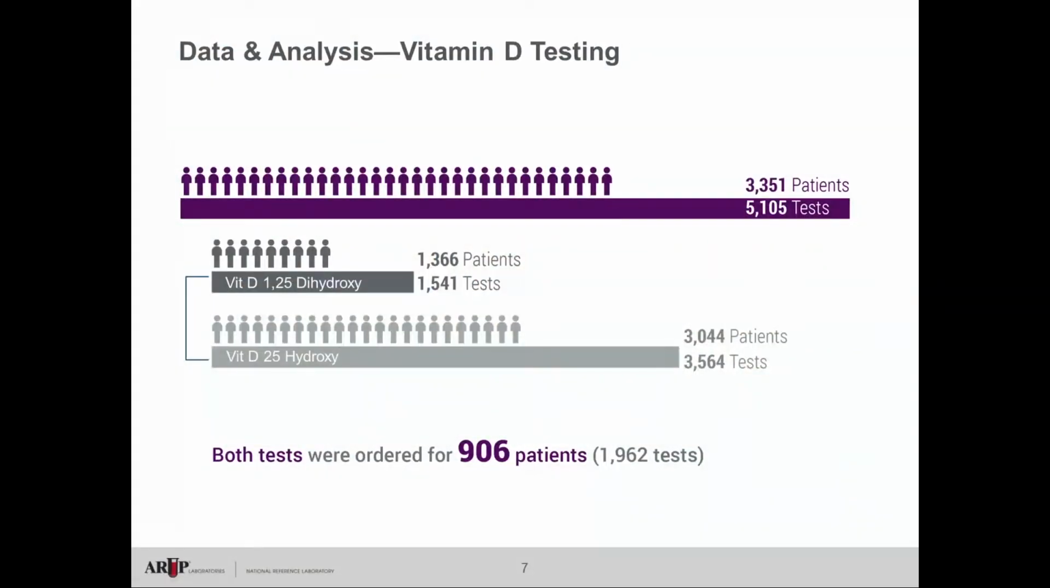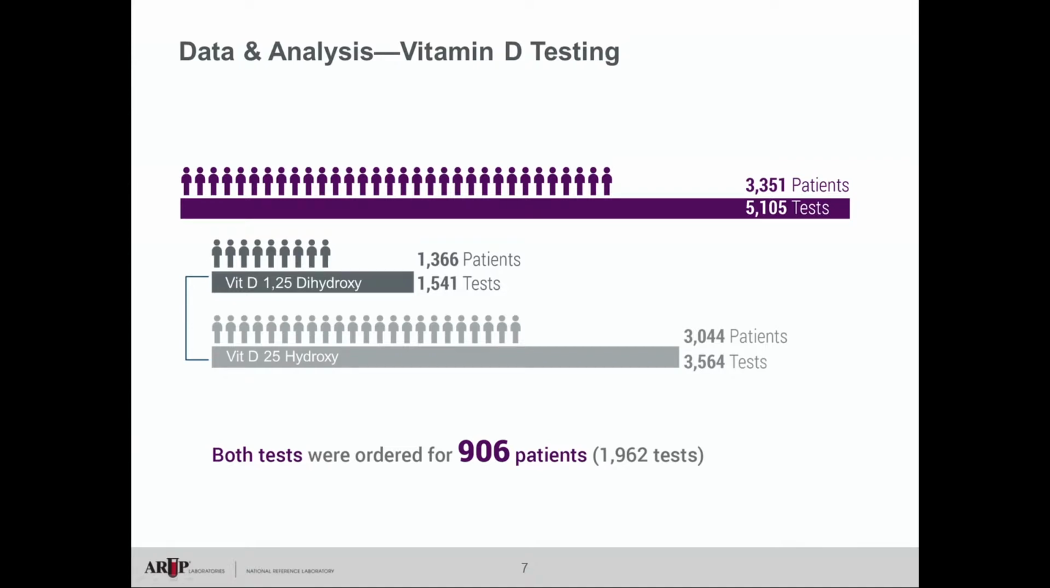A few examples of the types of data that are useful in a UM program. What I'm showing on this slide is some analysis that we did for a large academic medical center a few years ago, looking at their vitamin D testing. There was a perception that there was excessive ordering of vitamin D, but it's hard to manage this unless you can drill down into the details and see where it's coming from and why.